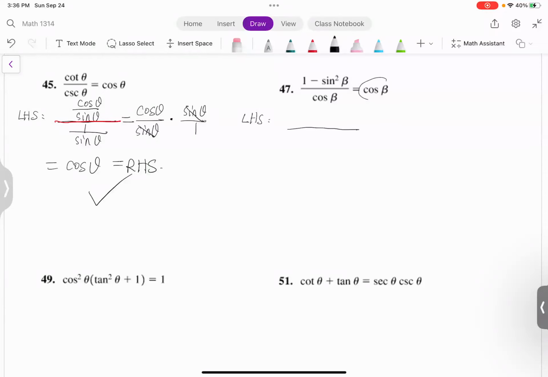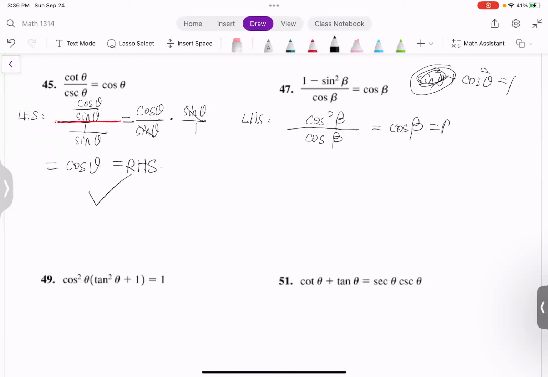We want to convert all of them into expressions of cosine. I have learned that sine theta squared plus cosine theta squared equals 1. So if I have 1 minus sine theta squared, it is cosine theta squared. So the top is cosine beta squared, and the bottom is cosine beta. Cosine beta squared over cosine beta is cosine beta.